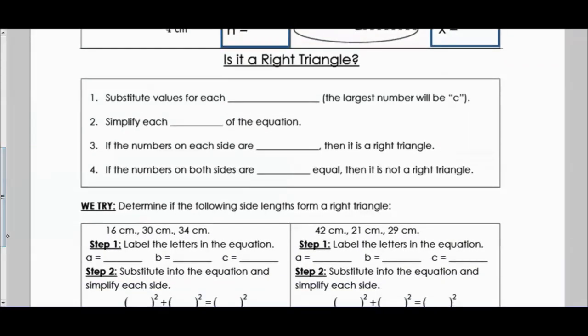We can also use this to test to see if it is a right triangle. Actually, this is really just checking your work on the previous examples. We can test to see if it's a right triangle just by plugging it in and actually making sure that we're going to substitute values in for each variable.